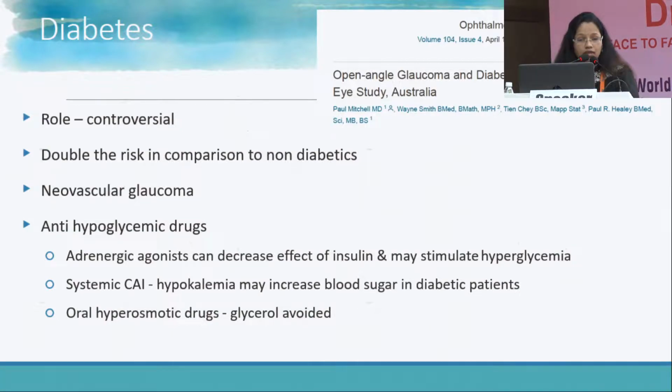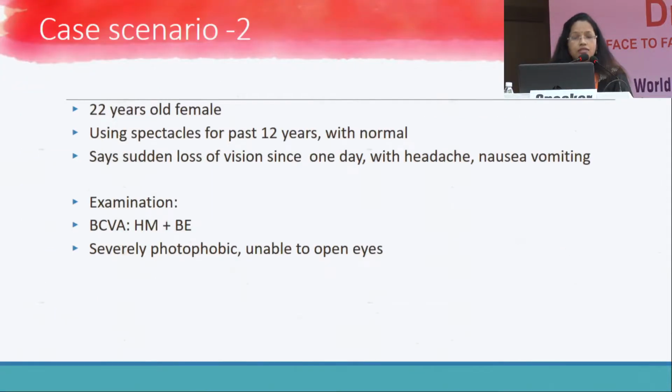Then with systemic carbonic anhydrase inhibitors, if the patient is using them, it can lead to hypokalemia due to increased blood sugar level in diabetic patients. So you should be careful in critically ill patients. Similarly, glycerol we all know we have to avoid in diabetic patients.